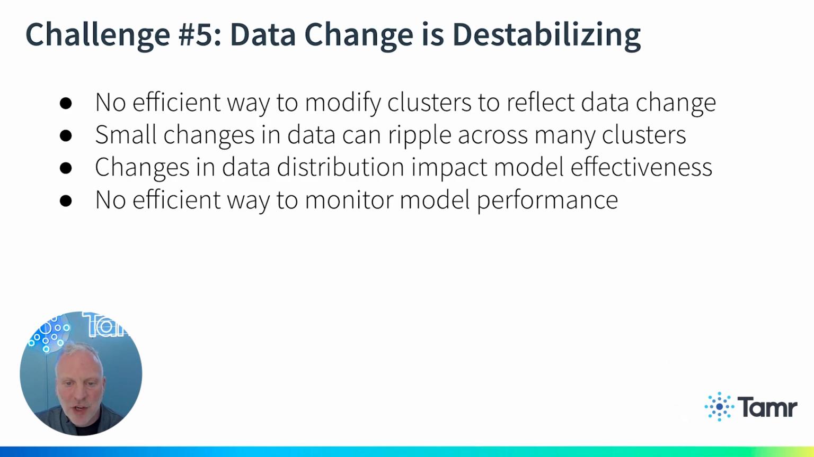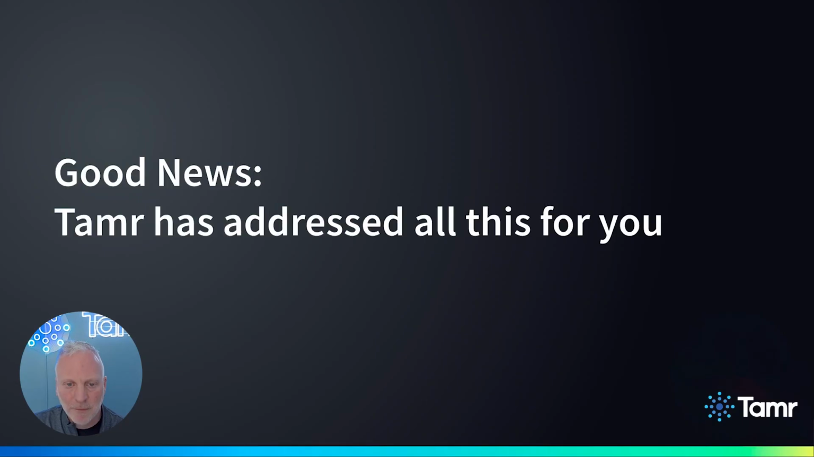Finally, data change is destabilizing. A system that is up and running for years or decades must accommodate change, but there is no efficient way to modify clusters to reflect data change. Small changes in data can ripple across many clusters. Changes in data distribution can impact model effectiveness and overall data product quality, and there is no efficient way to monitor model performance to detect when retuning may be necessary.